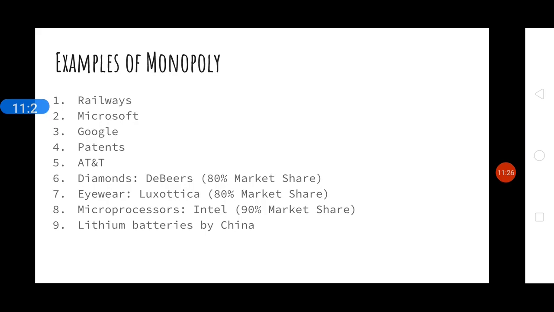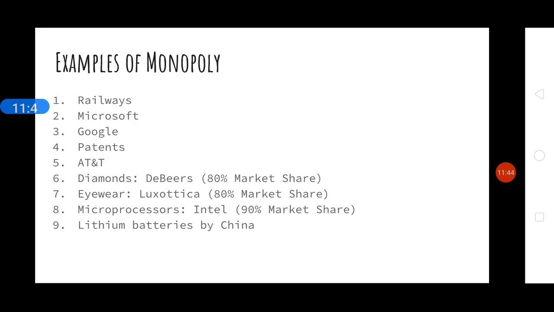Next is patent. Legal monopoly is maintained with the help of patents. Patents provide legal monopoly to a company for a short period of time. During that time, when the patent is in force, no other company can use its invention for its own purpose.